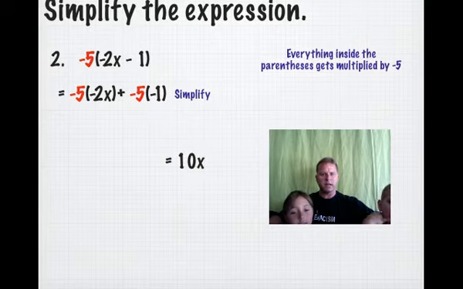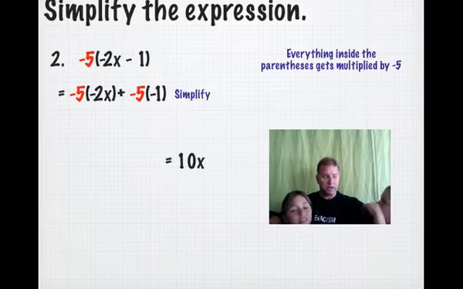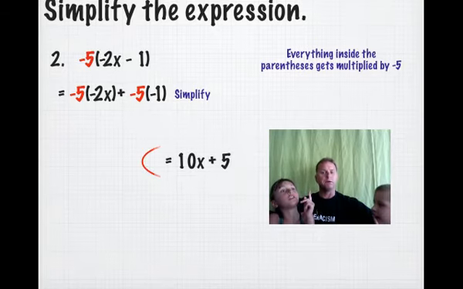And then what's negative 5 times negative 1? Positive. Very good. Positive something. What's 5 times 1? 5. Oh, it's positive 5. So we're going to put plus 5.